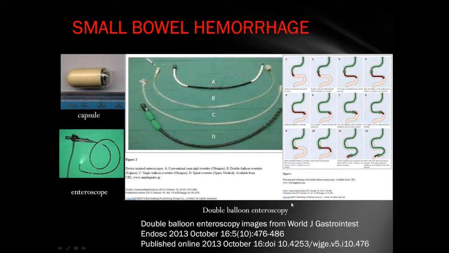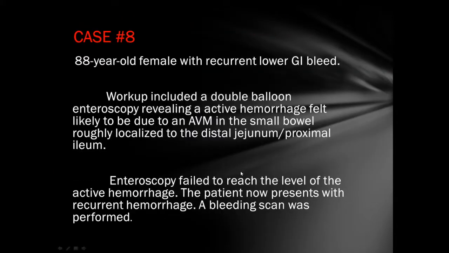Small bowel hemorrhage is very difficult to localize. Sometimes you go to extreme efforts, and these patients go through exhaustive workups to locate their site of hemorrhage. Tools include capsule endoscopy, enteroscopy, and even double balloon enteroscopy, which is a more advanced endoscopic technique to localize small bowel hemorrhage.